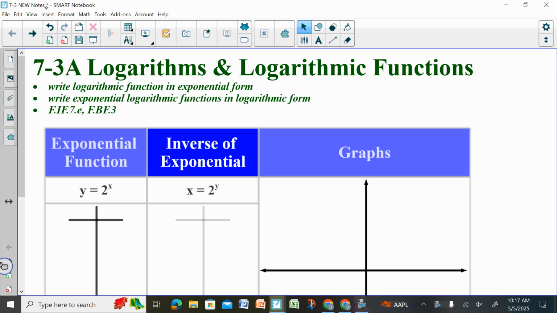Okay, so I decided to re-record these notes for 7.3. I know you have two sections. You have 7.3a and you have 7.3b in your packets. I'm going to do them as 7.3.